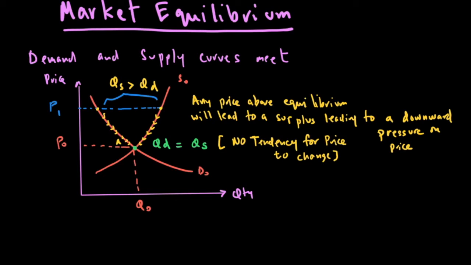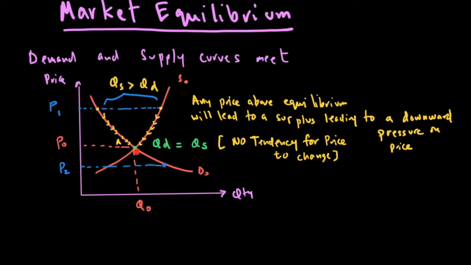So let's now see what happens when the price is not P naught but below equilibrium. Let's say the price is, for example, P2. If the price is below equilibrium, like P2, that's good news for consumers. Consumers will suddenly be demanding more. So consumers will be at this point here, where quantity demanded will be much more than it was before.